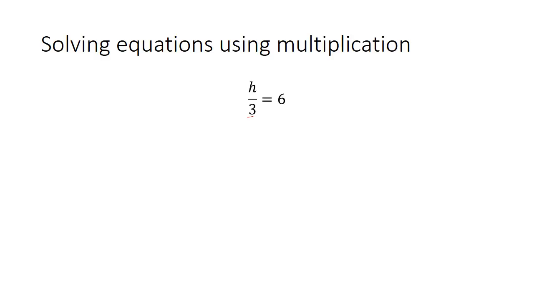We're going to multiply because the inverse of division is multiplication. So we're just going to multiply by 3. So I'm going to make a little multiply here. Multiply by 3. Multiply by 3. My 3's here will cancel, leaving me with h equals 18.